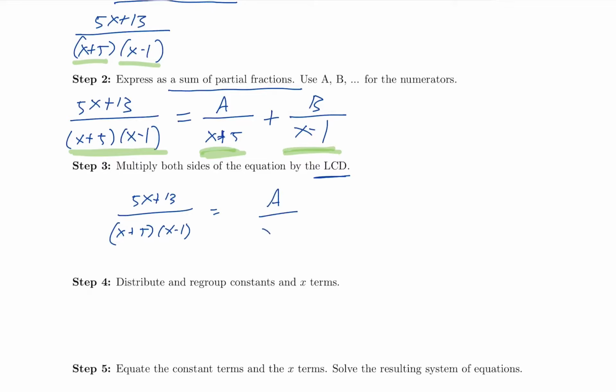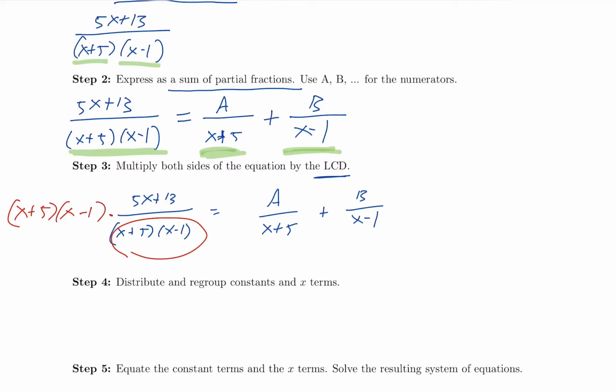I'm going to give some space. Plus B over x minus 1. So what is the least common denominator? It's this. So I'm going to multiply this to both sides, to every term.